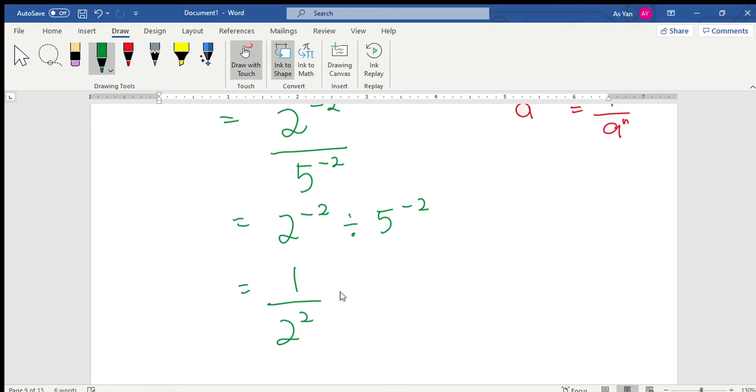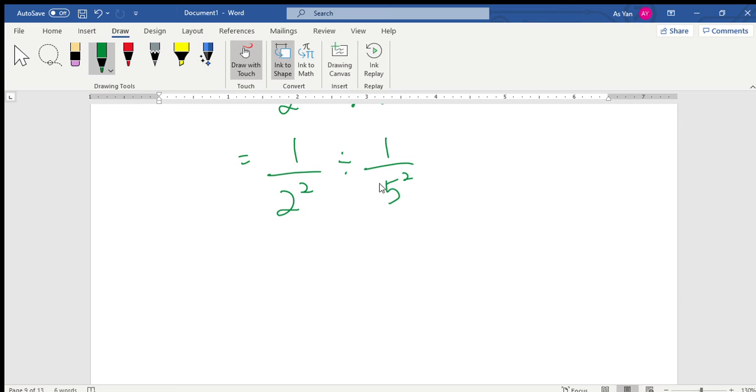Divide 1 over 5 square. Then you know this is a fraction. So when we have the divide operation, we change the symbol to times. 1 over 2 square is 1 over 4. Divide means change to times, so the fraction is inverted, 5 square over 1. That means 1 times 5 square, the 5 square is 25, so 25 over 4.